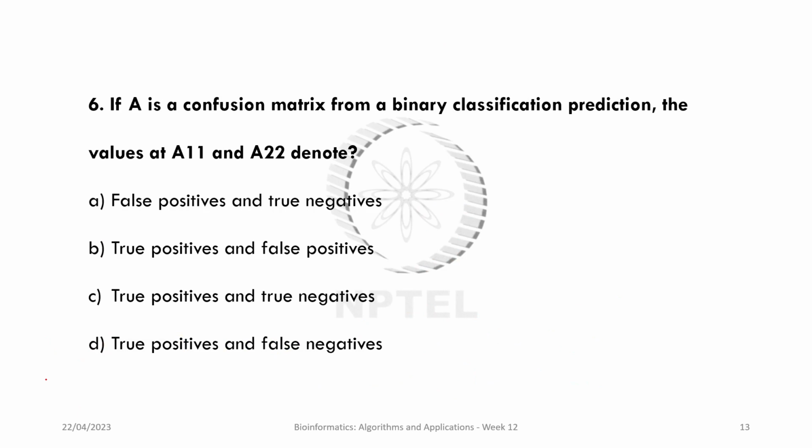Question 6. If A is a confusion matrix from a binary classification prediction, the value of A11 and A22 denote option A false positives and true negatives, option B true positives and false negatives, option C true positives and true negatives, and option D true positives and false negatives.